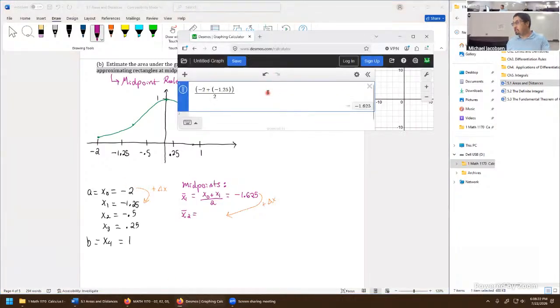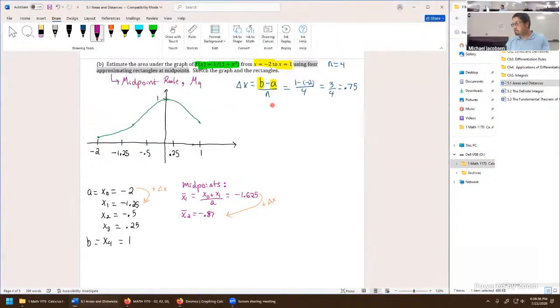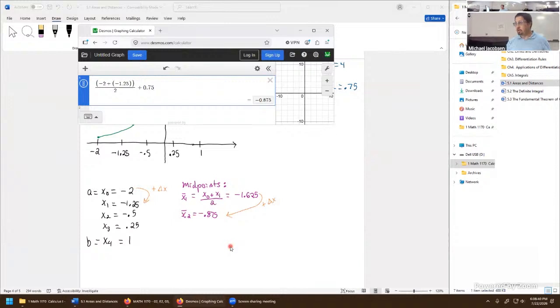In your calculator, you can just take what you have and go plus, let me reveal delta x. Here it is, 0.75. That's the next midpoint, -0.875. Then just keep on doing that. You can go times 2, or let's just emphasize we're adding delta x by going plus 0.75 again, -0.125 for x bar 3.